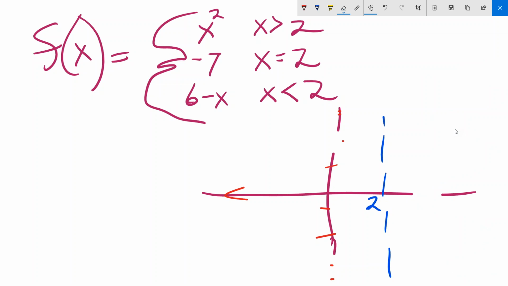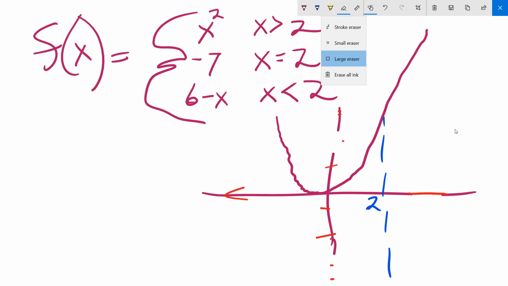Now, let's try to graph it. When it's greater than 2, it's equal to x squared. Now, there's a couple of ways to do this. I'm going to do it the way I used to do it, which is to graph the function and then erase everything that's to the left of 2.